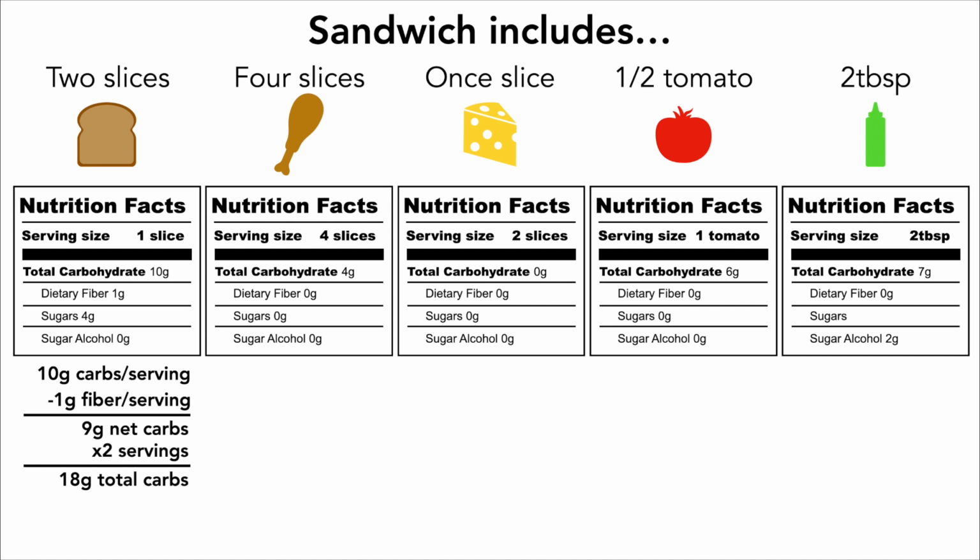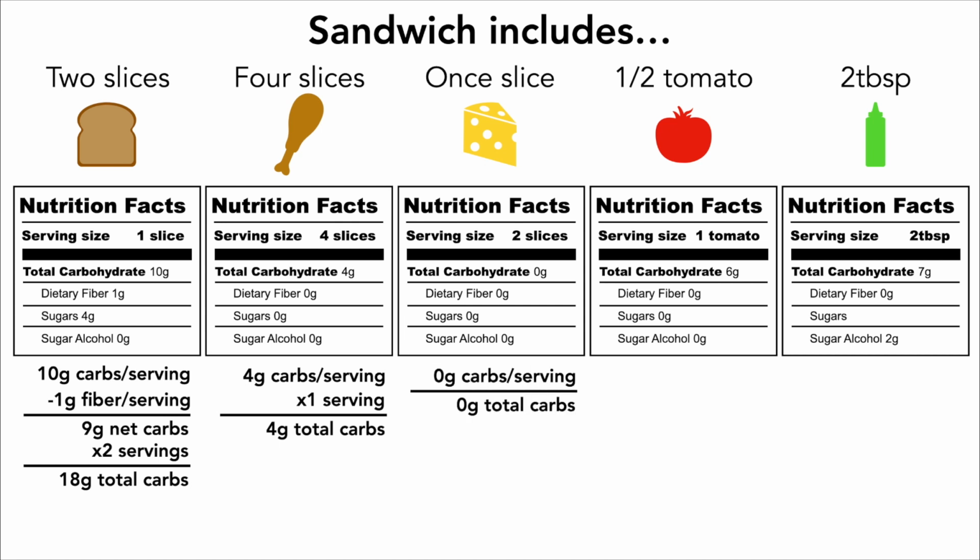Now onto the meat. We see that it has 4 grams of carbs per serving, and the amount that we're going to eat is the same as the serving size, so we're having 1 serving, meaning that it accounts for 4 grams of carbs. Now for the cheese, it doesn't have any carbs, so we don't even have to worry about the serving size since it won't affect our carb count. The tomato has 6 grams of carbs per serving, but we also see that 1 serving is a whole tomato and we only want half of one. So we multiply the number of carbs by 1/2 and we get 3 grams of carbs.